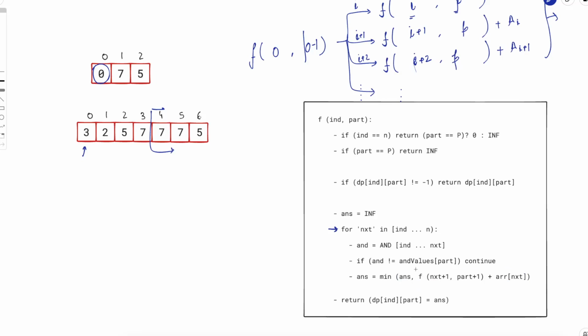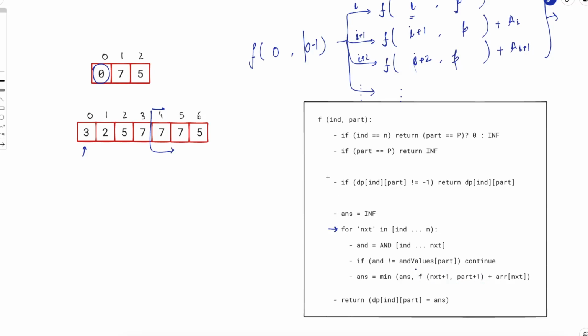So the current partition would be starting from index all the way up to next. So the value of the current partition would simply be array of next, because that's the last element of the subarray, and for the remaining partition, the sum would be f of next plus 1 comma part plus 1, right?